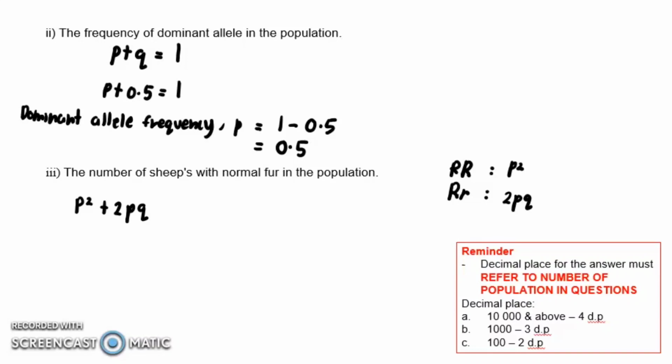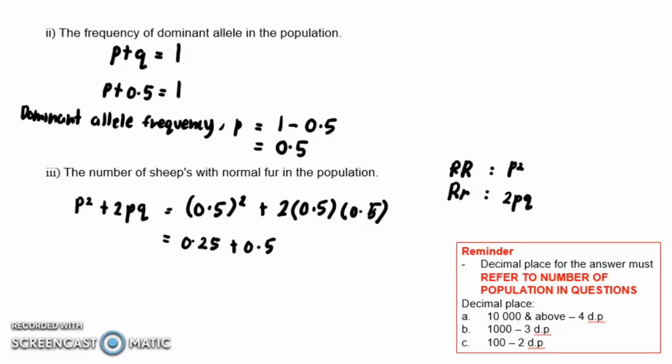So how to find it? Just insert the values we already calculated. P is equal to 0.5, squared, plus 2PQ. We already calculated P is 0.5, Q is also 0.5. Then you will get 0.25 plus 0.5. So the answer you will get is 0.75. But this is not the answer yet.